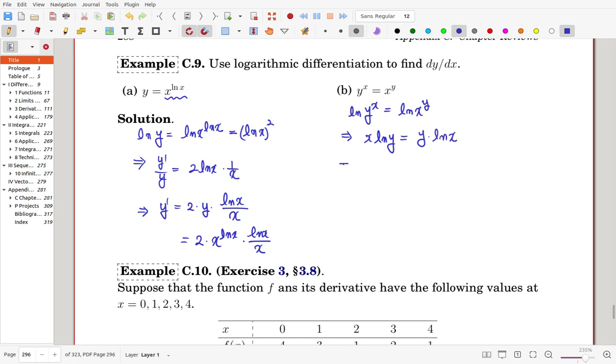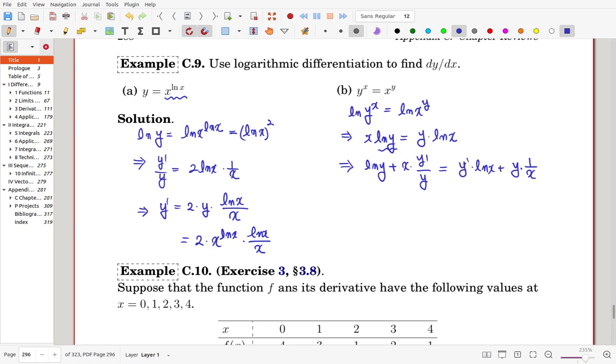Now we differentiate implicitly. Then here again, the product rule must be used. Natural logarithm of y plus x times the derivative of that term, which is y prime over y. On the right side, that is y prime times natural logarithm of x plus y times 1 over x.